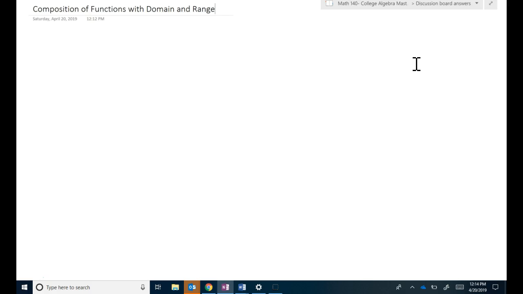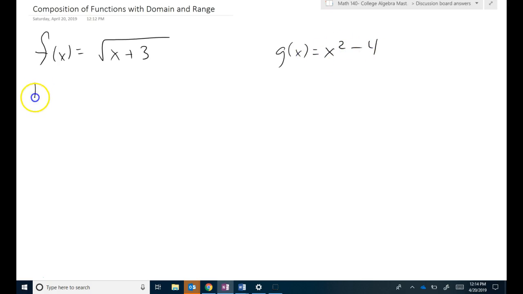Okay. So let's suppose that we've got two functions. I've got f of x equals the square root of x plus 3, and I have g of x equals x squared minus 4. Okay, and let's say I want to find f of g of x and state its domain.